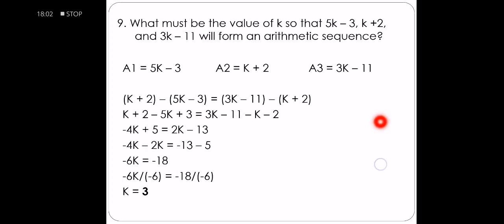So in number 9, ito medyo challenging kasi you have to solve for the variable. So para ma-solve mo yung variable, you have to form an equation.